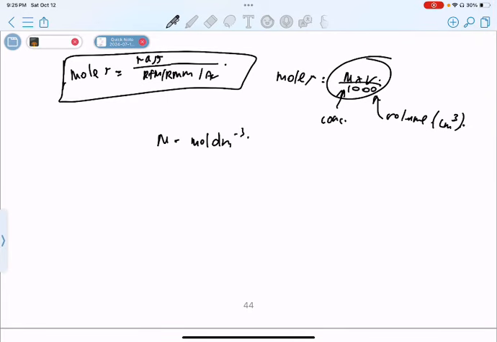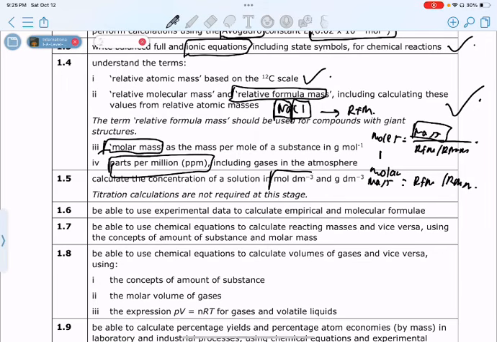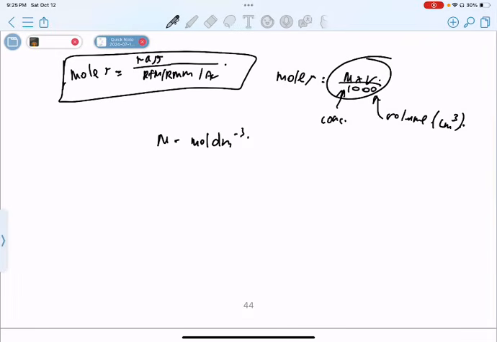Now, if you want to change mole per dm cubed to gram per dm cubed, you simply multiply this by the solution's molecular mass. What do I mean by this? Let's say you have HCl, you will simply find the RFM of it, which is 35.5 plus 1, which is 36.5, and you multiply this by 36.5 to get your answer in gram per dm cubed, okay? Yes, so we can just take that.